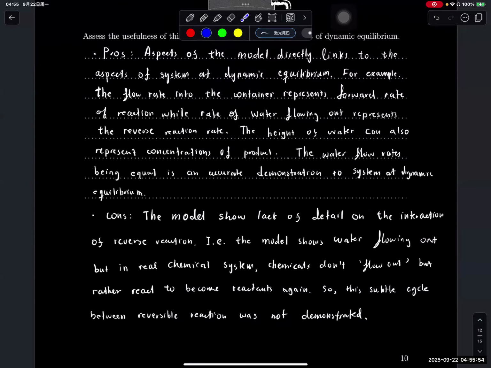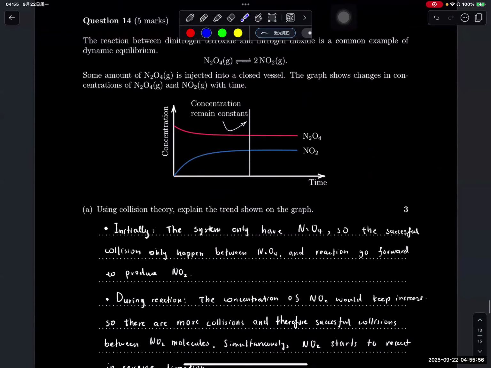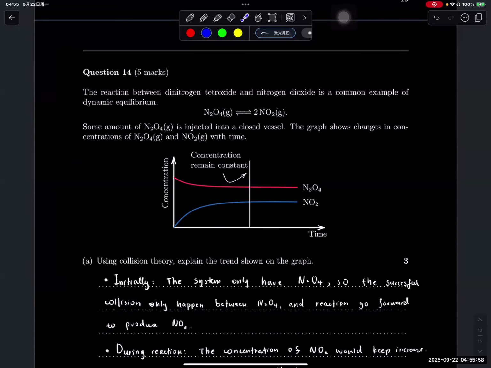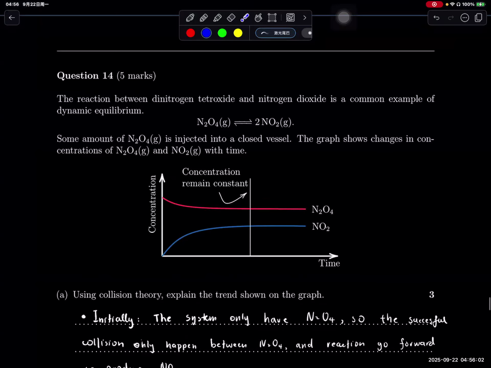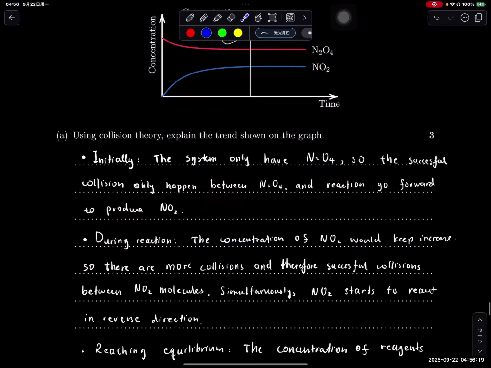All right, shall I move on? Question 14. This one says a reaction between dinitrogen tetroxide and nitrogen dioxide is a common example of dynamic equilibrium. It says some amount of that is injected into a closed vessel. The graph shows the changes in concentration of that and that with time. Using collision theory, explain the trend shown in the graph.